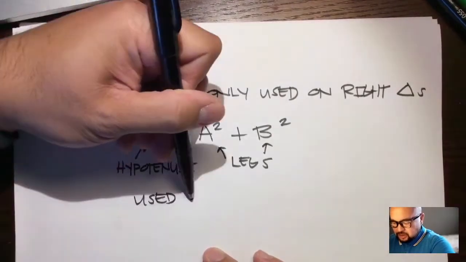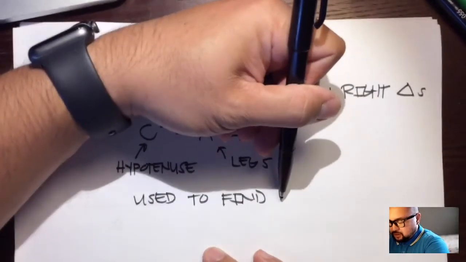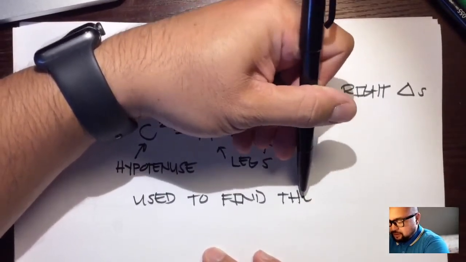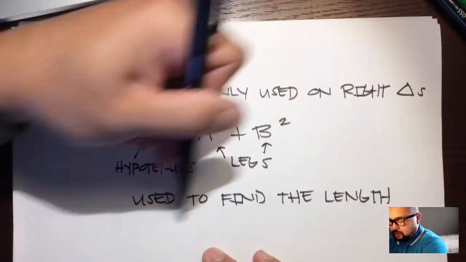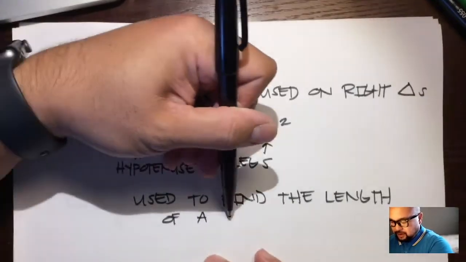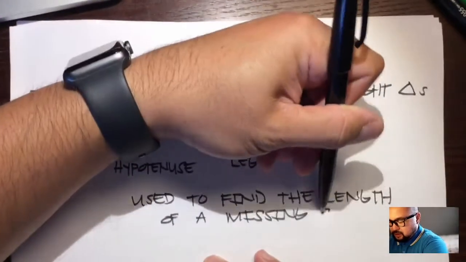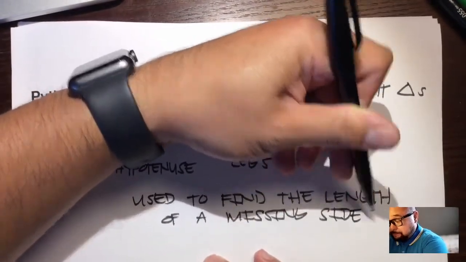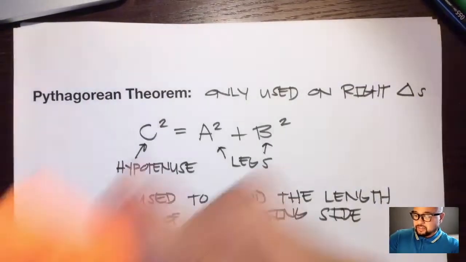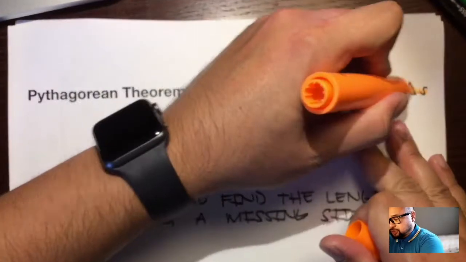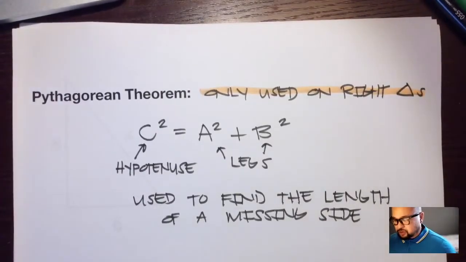Used to find the length of a missing side. Okay, not for an angle, but for a side. And let's highlight this. Okay, only use on right triangles. Don't you dare try to use it on obtuse or acute.